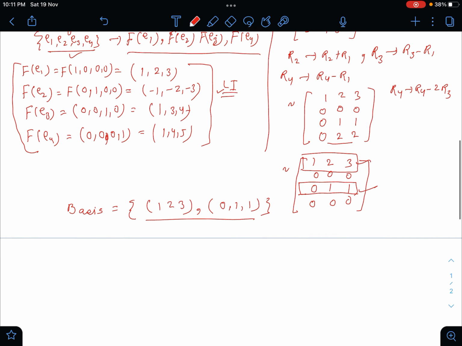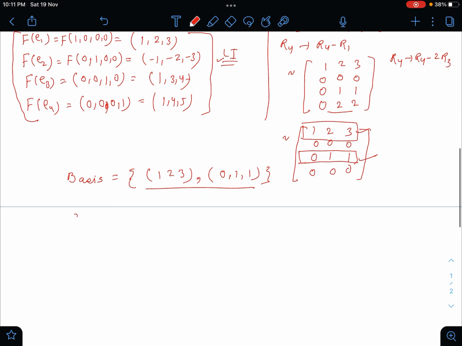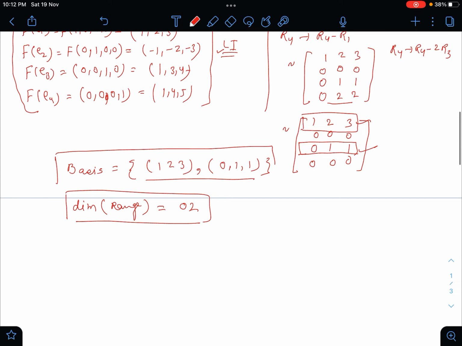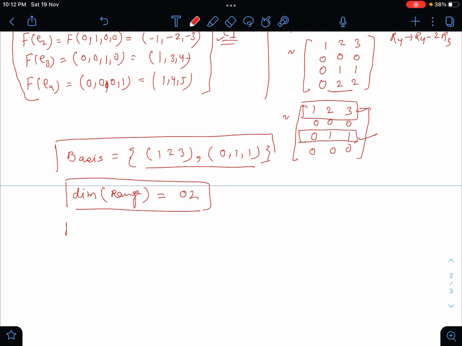Now dimension of range space is the number of vectors in the basis, which is equal to 2. That means this is the dimension and this is the basis. Now we have to find the kernel की dimension और kernel का basis find करना है.